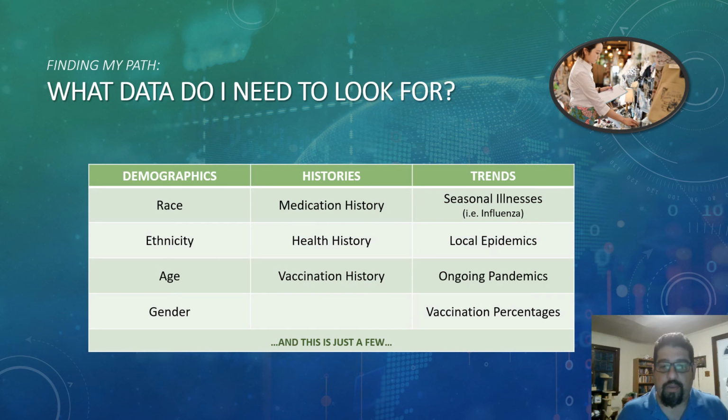So some of the things we're going to look at is we need to figure out what type of demographics we want. So what are we looking for? What do we want to find out? Just to begin with, I narrowed it down to three areas: demographics, histories, and trends. For demographics, we're going to be looking at somebody's race, ethnicity, age, and gender. Histories, we're going to look at medication and medical history, health history, and vaccination history.